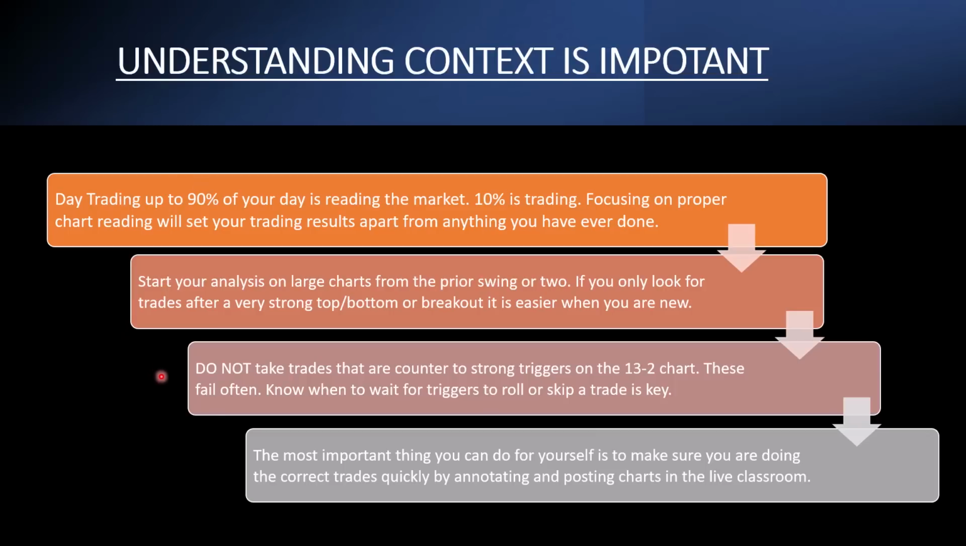Do not take trades that are counter to the strong triggers on the 21 chart. They will fail on you. So just because you get to an area, don't get all cute trying to go the other way against strong 13-2 triggers. We talked about it once, but it's always important to reiterate.